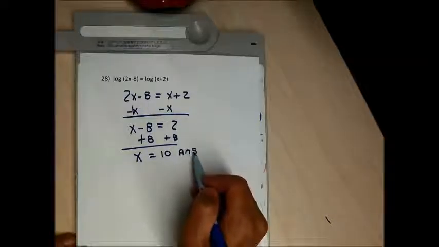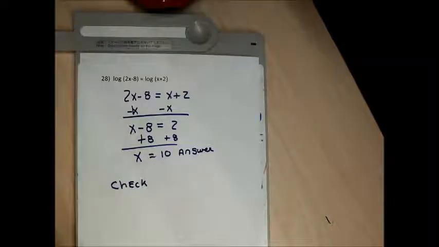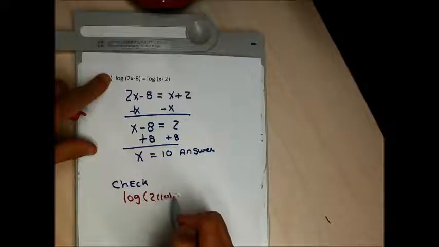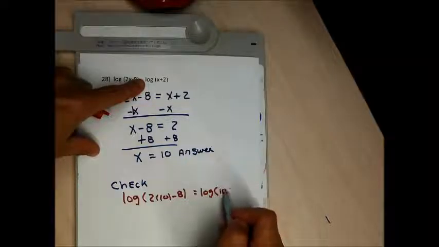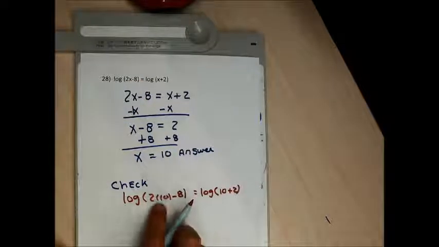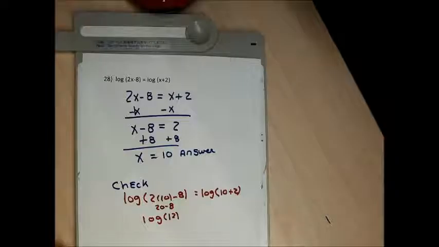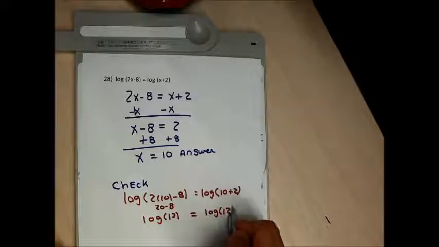This is a really unfortunate answer because when I go to check it, I'm going to get nasty decimals if I break out my calculator, which I'm going to. So for checking, I should go to the left-hand side and do the log of 2 times 10 minus 8, and go to the right-hand side and get the log of 10 plus 2. On my calculator, I could enter just this, or I could simplify it a little bit. 2 times 10 is 20, and 20 minus 8 is 12. I could enter the log of 12 for the left-hand side on my calculator, and on my right-hand side, I can also enter the log of 12. Clearly, these are going to be the same.